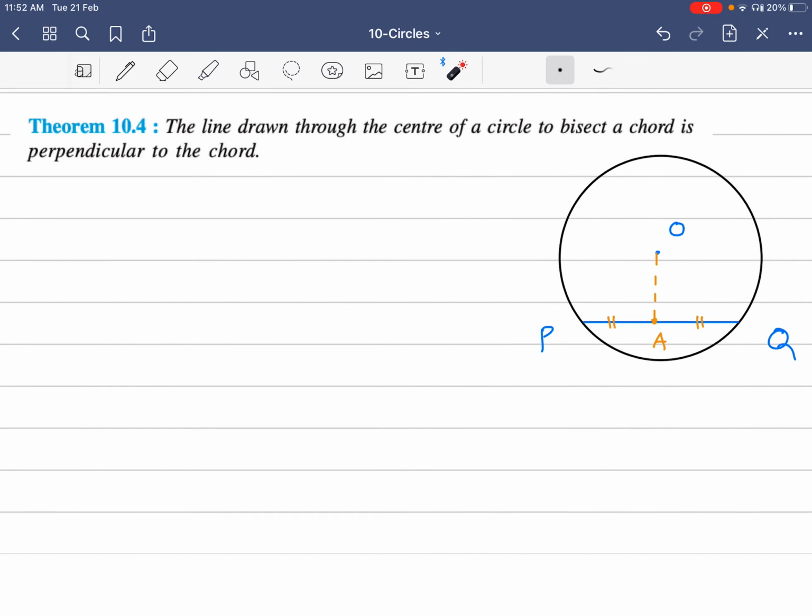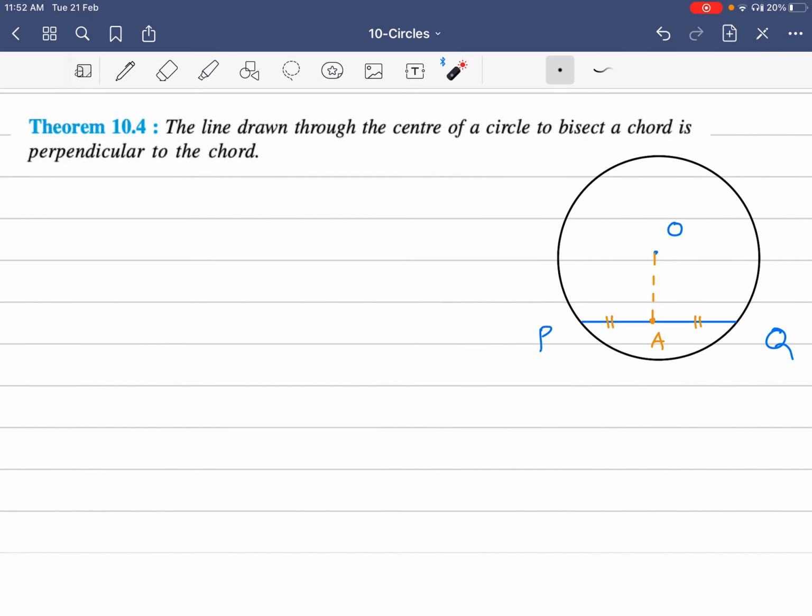so let's try to read the theorem again. Here in this figure, we have a line drawn through the center of the circle. So this is the center of the circle to bisect a chord. So we have constructed a line from center of the circle to the midpoint of the chord. So AP is equal to AQ is already given to us, and we have to prove that this is perpendicular to the chord. So let's note it down if it's not very clear.